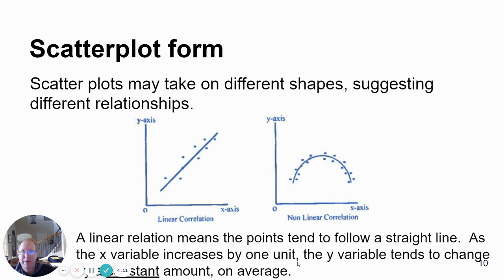Scatterplots take on many shapes, so now we're also going to talk about describing scatterplots in terms of their shape. So here on the left, I have a linear correlation. A linear relation means that the points tend to follow a straight line. As the x variable increases by 1 unit, the y variable tends to change by a constant amount on average. And on the right, I definitely have a relationship between my data points, but it is not a linear relationship. It is a semicircle.